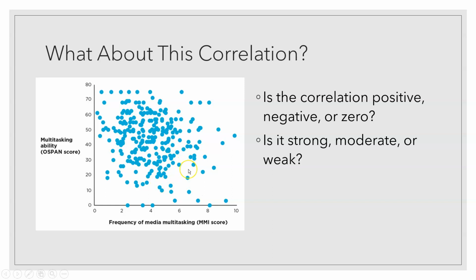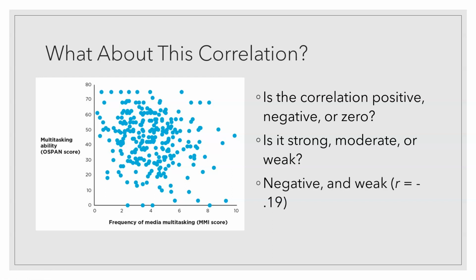Now the next question: is it strong? Is it moderate? Or is it weak? You can see here, it kind of looks like a blast of gunshot. It's very, very scattered, and it's very difficult to make out where a line of best fit would be. If you're having trouble figuring out a line of best fit here, odds are pretty good it's a pretty weak correlation.